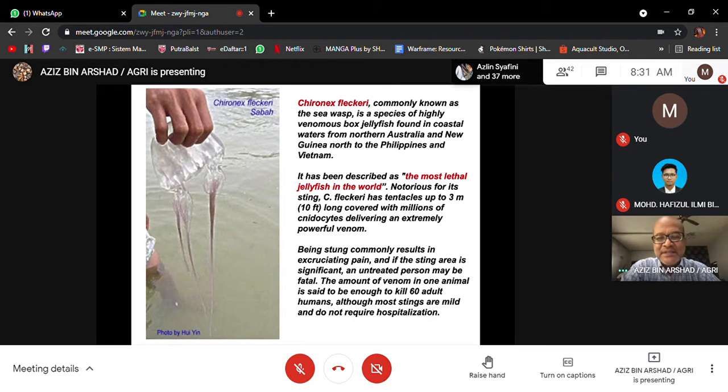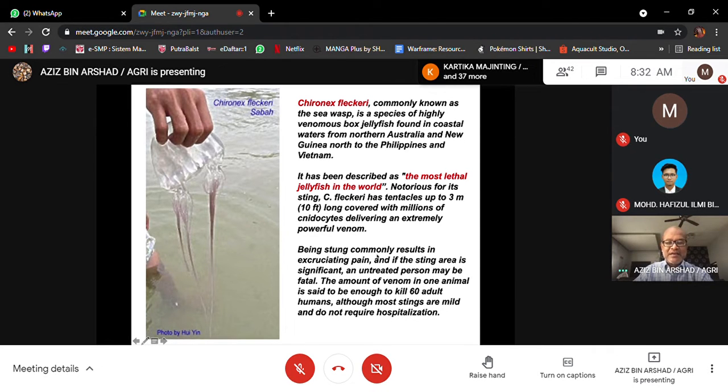So if you are taking a swim during the time when Chironex is found in numbers, in Australia they close the beach for some time until Chironex is cleared. But here in Malaysia, there are no cases like that. The numbers are not that many, and Chironex has been described as the most lethal jellyfish in the world, and the sting or the nematocyst is quite serious because they have millions of cnidocytes that deliver very powerful toxin.